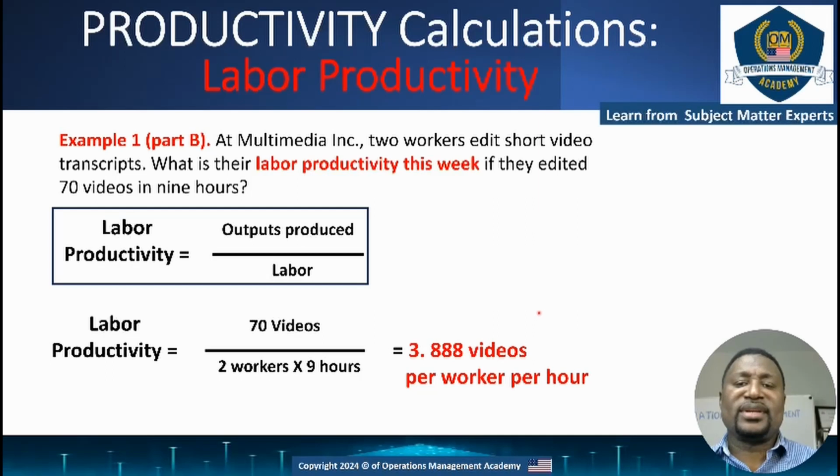So the question now is, which week was more productive? We can see it. The week before it was 4 videos, and this week is 3.8. So we can say that the previous week was more productive than this week, but by how much? That's where comparative analysis comes in.